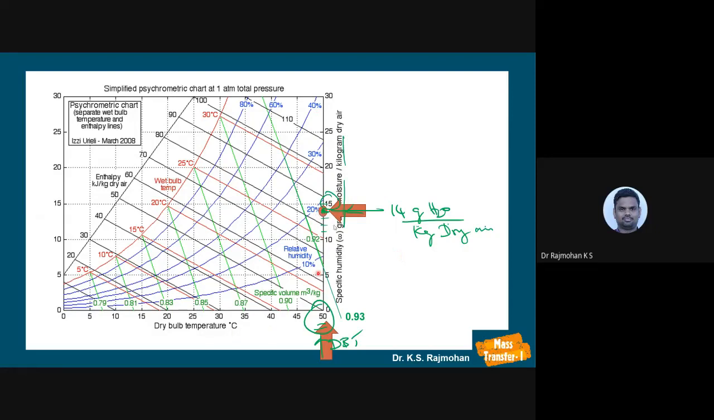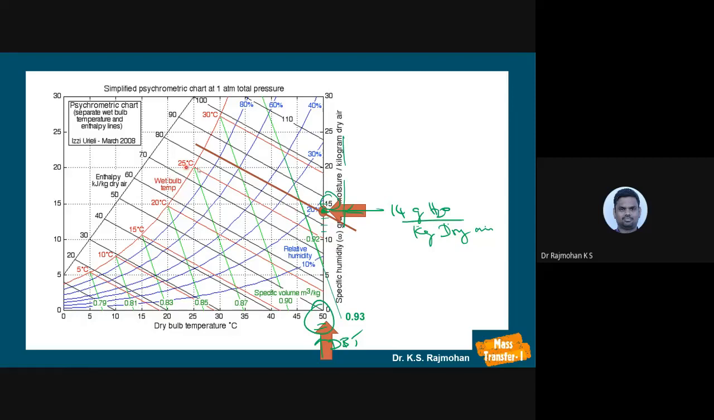How to get the dew point temperature? Draw a line parallel to the x-axis until it touches the 100% saturation line. What is the 100% saturation line? It is not a straight line, it is a C-shaped curve, right? So 20, 40, 60, 80. The red one is 100 percent.